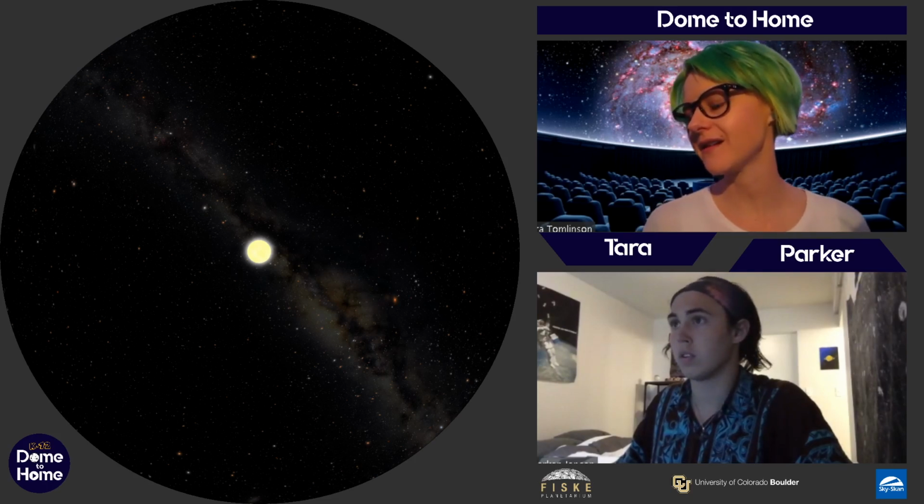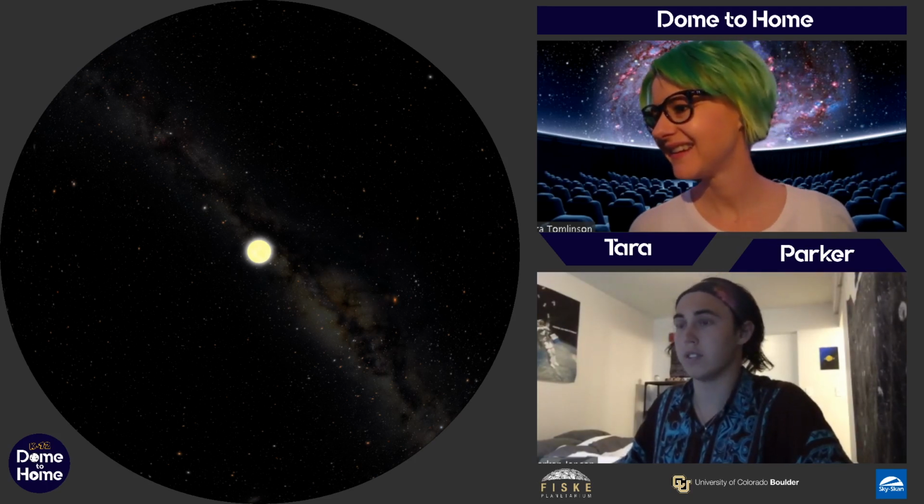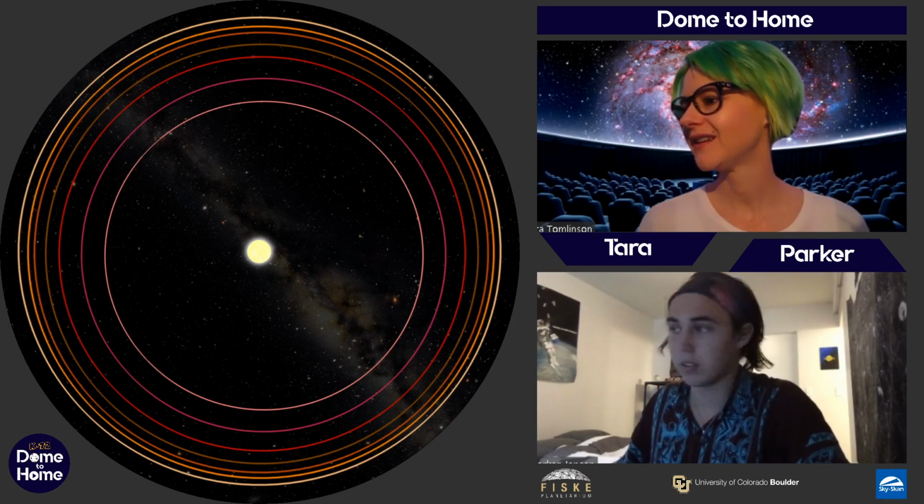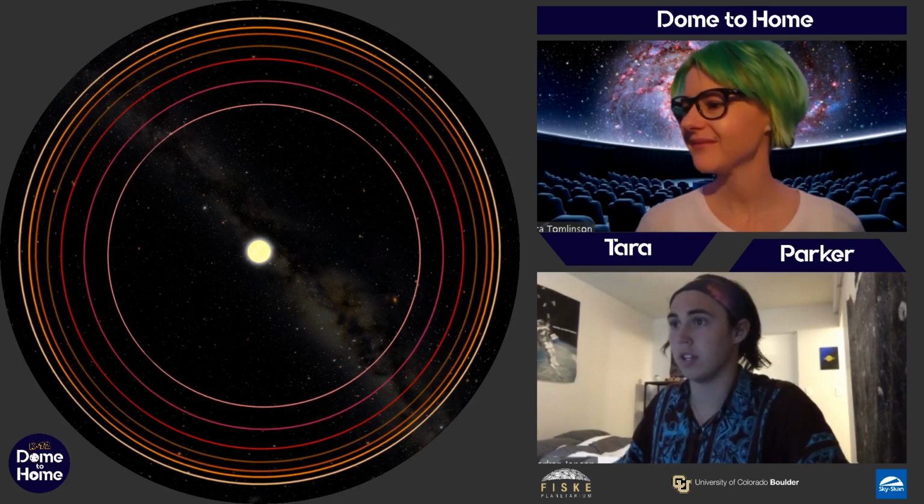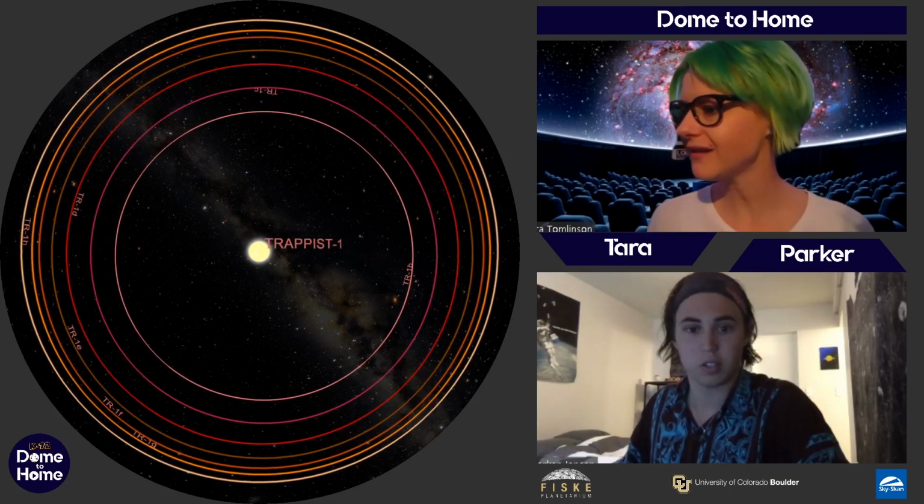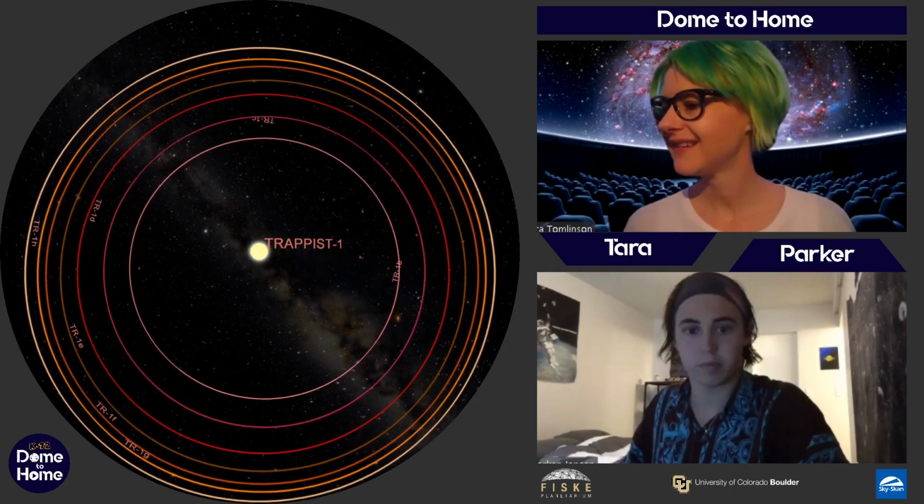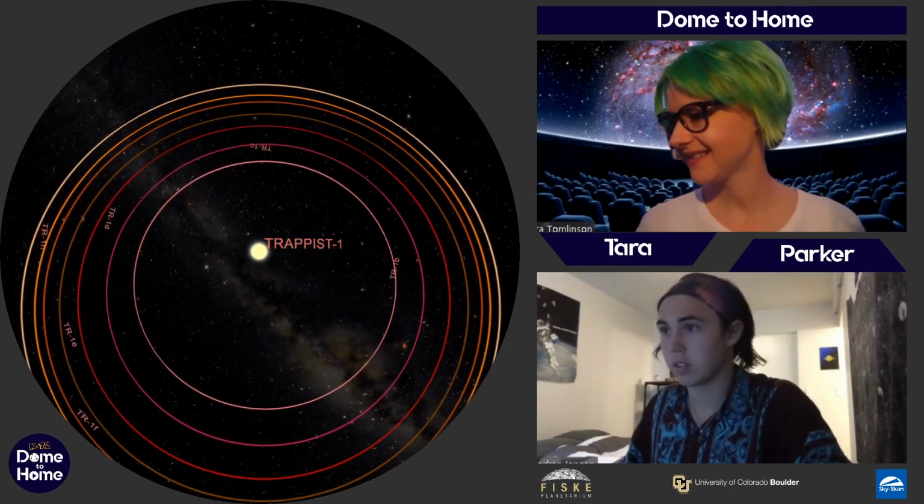Hey, that looks like a star. It is. It's the TRAPPIST-1 system. Aha. There we go. Brilliant. Yeah, so there's our TRAPPIST star there in the middle. You can see the orbits of the planets going around it. All 7 of them.